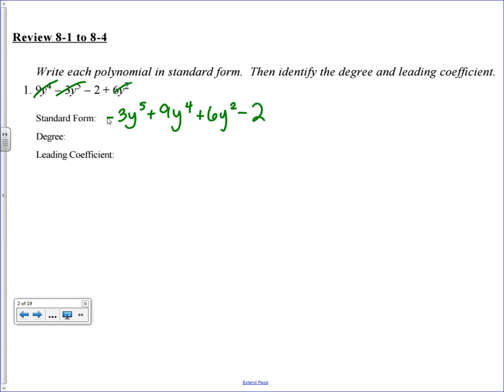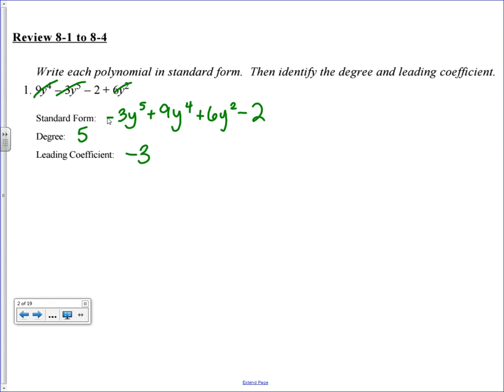Okay, so how's everybody making that into standard form? Is that okay for everybody? What does degree mean? The highest exponent. And what is my highest exponent? 5. So my degree is 5. And the leading coefficient is the number in the very, very front, which is negative 3. So folks, do you understand your terminology here? Do you understand your vocabulary?